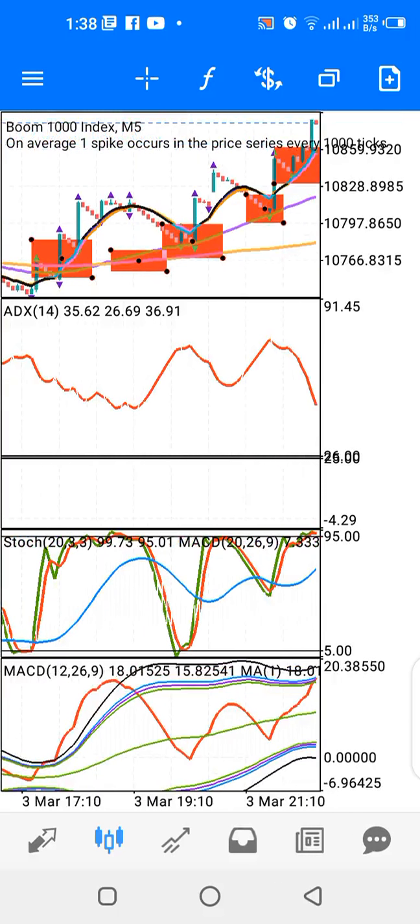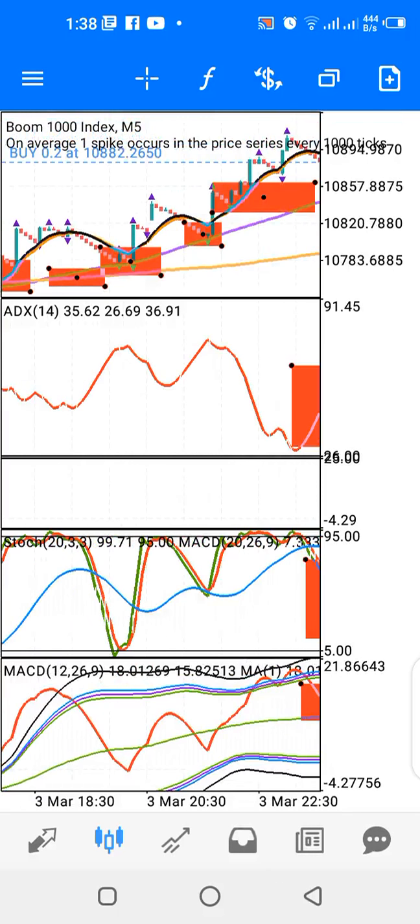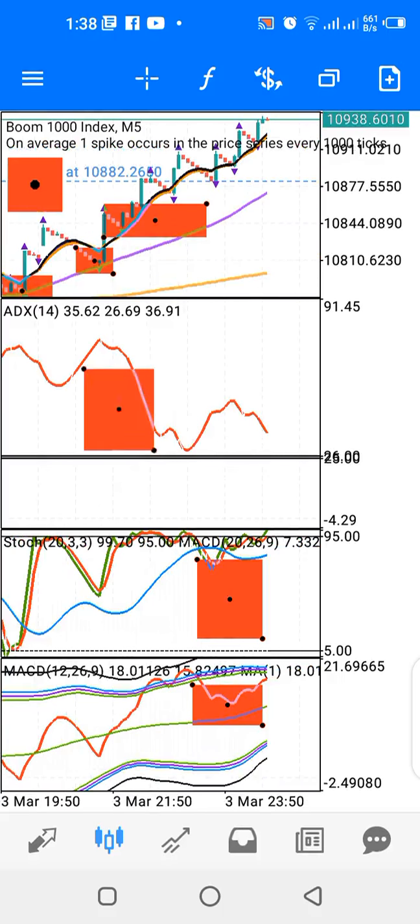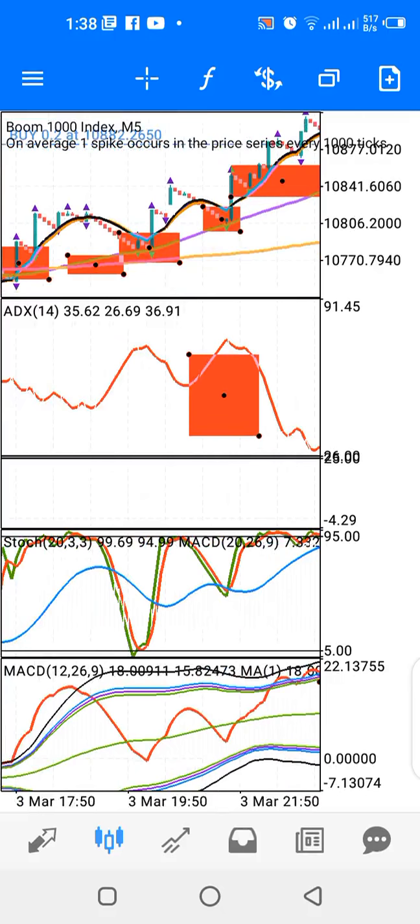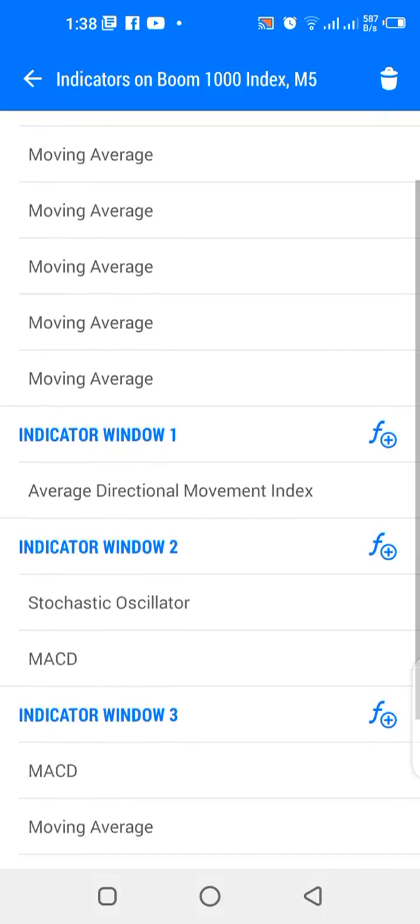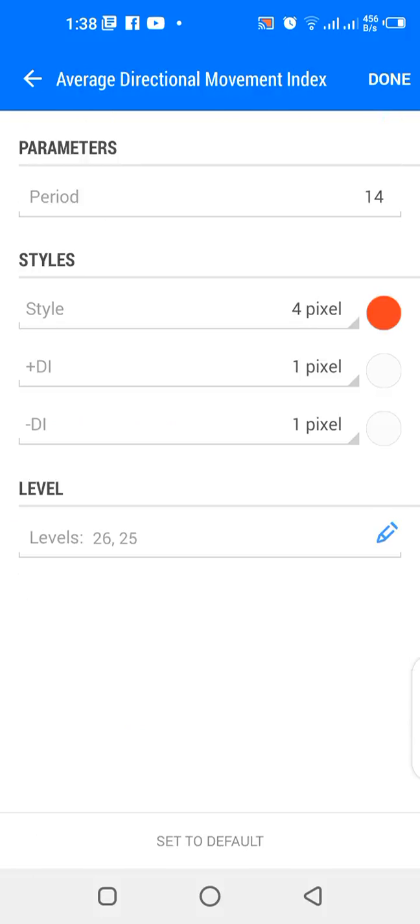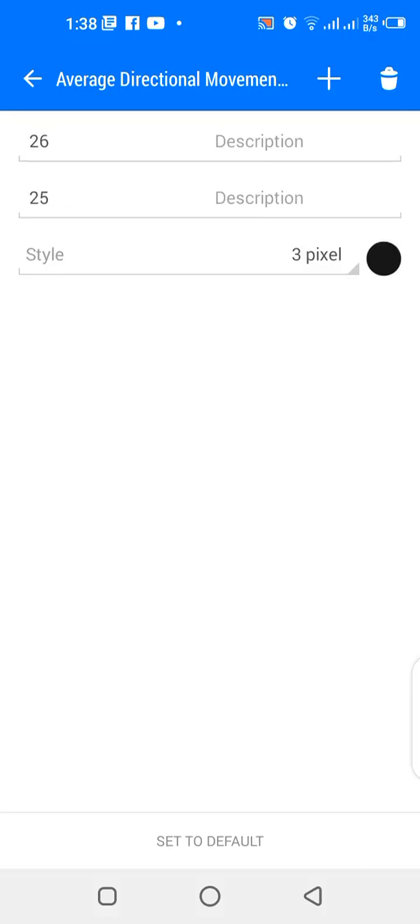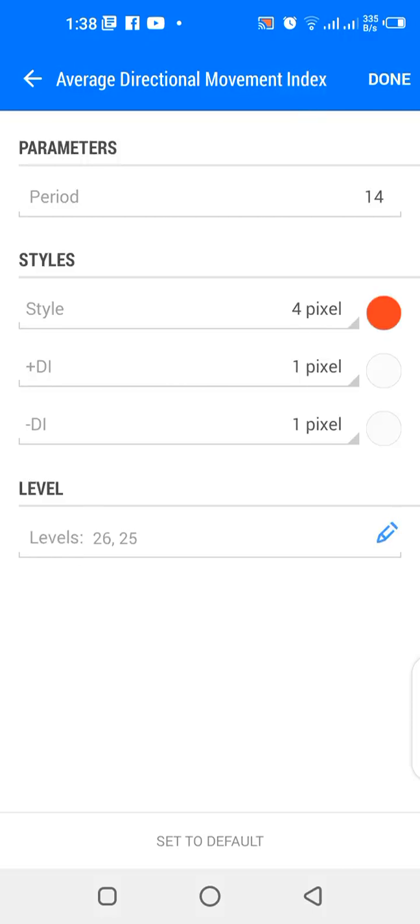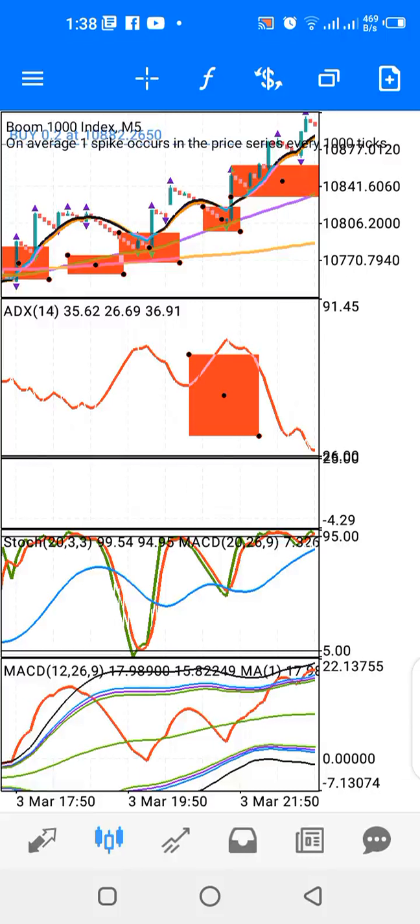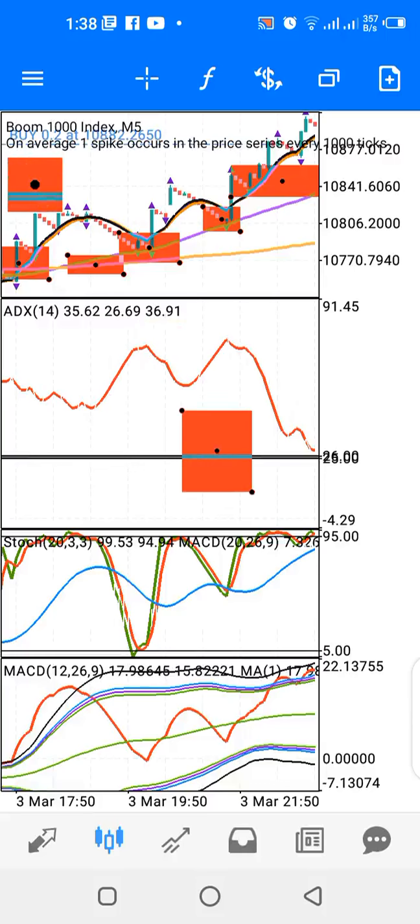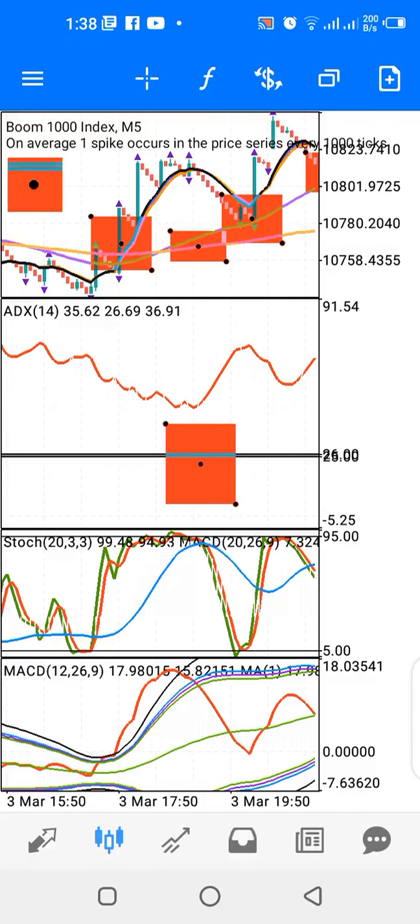Now for indicator window 1, this is where we have ADX. Let's look at the settings. The period is 14, average directional movement index, and the style color is red. Now we have levels. We have 26, 25. The color of the level is black. So in as much as we have the red line, the ADX line, staying above the two levels, 25 and 26, that means you can buy. We're on the 5-minute time frame.